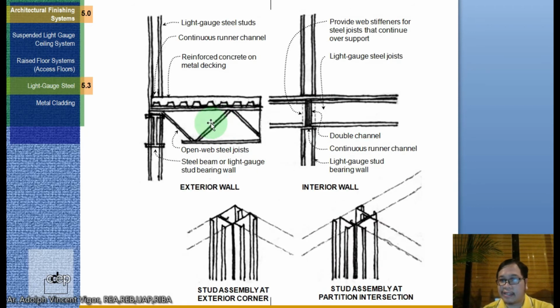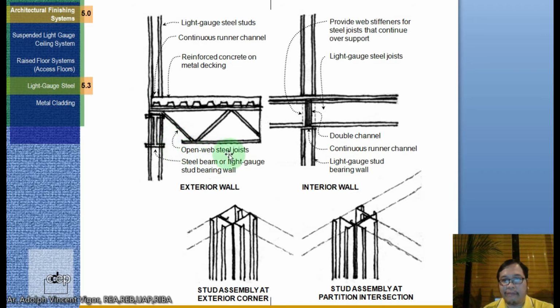Okay, so here are examples for the connections for the exterior wall. It's a light gauge steel stud. This is the continuous runner channel. It's the reinforced concrete on metal decking. So for your metal deck, class, you just use a sheet of metal and fill it with concrete. Then use the suppliers' or manufacturers' specification on the distance between the rebars or other reinforcements.